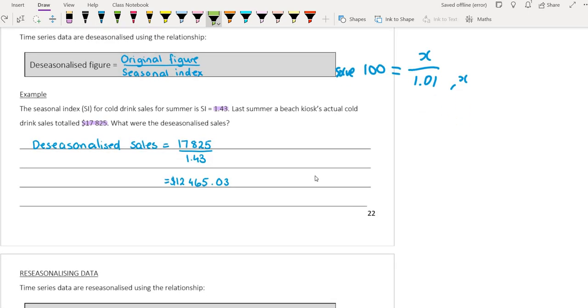So this example here gives you the seasonal index for cold drink sales for summer right here. And then it gives you an actual figure of what the sales were for last summer. And then it's asking you for the deseasonalized sales, so taking seasonality out of this figure. And all you need to do is put these values in the correct part of the formula, and it will give you the deseasonalized sales.